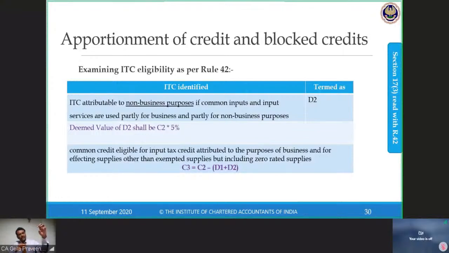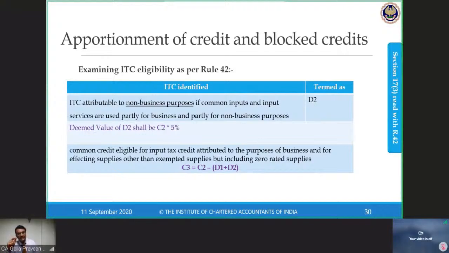I have identified the common credits and applied the formula: if available for the current month, use it; if not available, I have gone to the last month. Everything is fine. Now, further, when we travel, Rule 42 says, look, I'll give you something called D2. I'll ask you to do some calculation called D2. So what is this D2? I've done all along with D1.